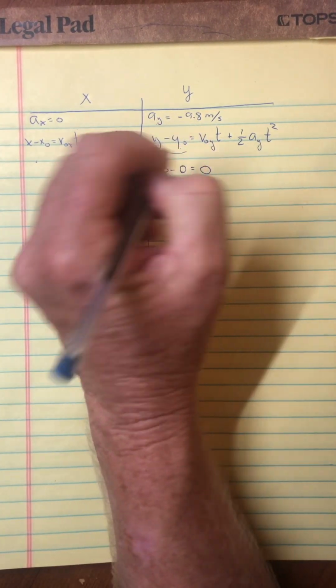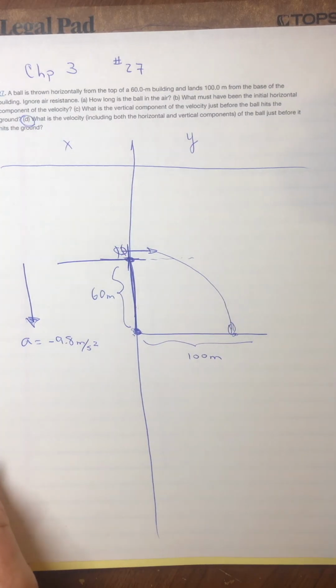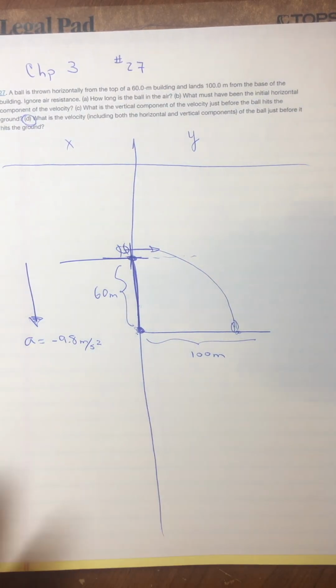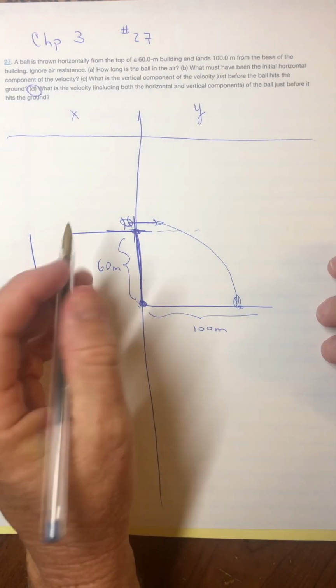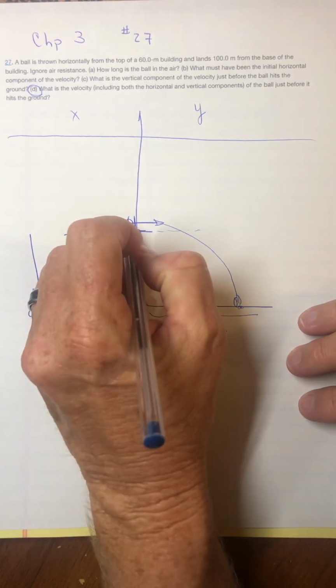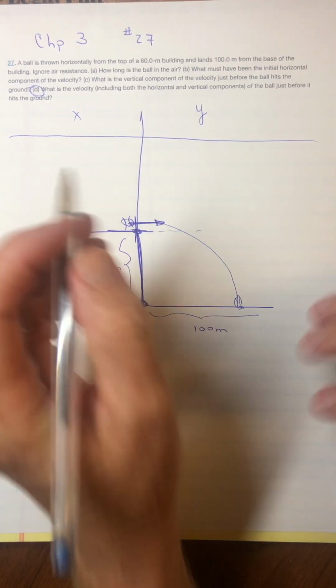Now, its initial velocity in the vertical direction is 0. And here's where we have to make sure we understand the physics of the problem and not just blindly plug and chug into the math. We've got to say, okay, what really happened here? And what really happened is we threw it horizontally.